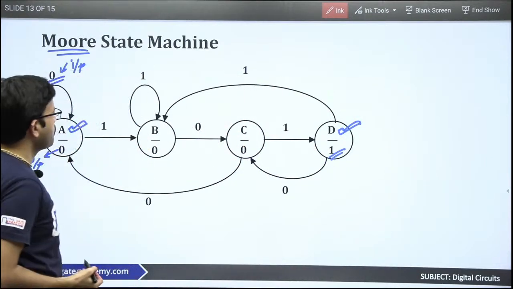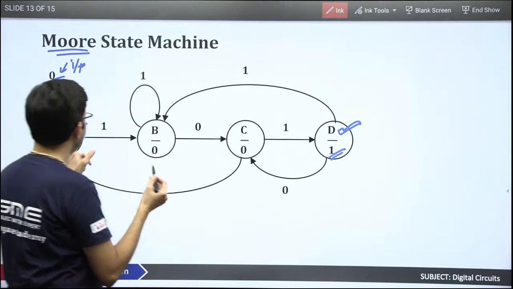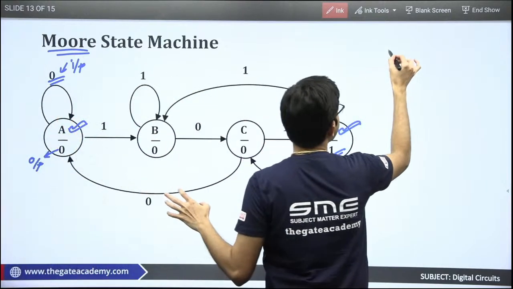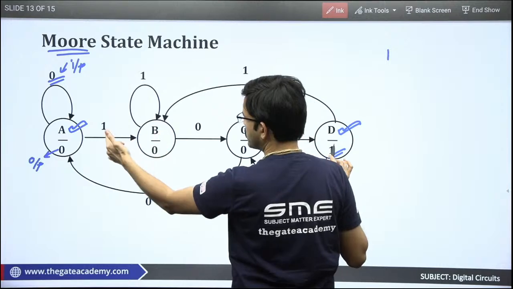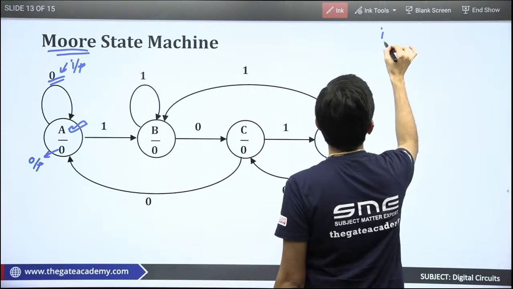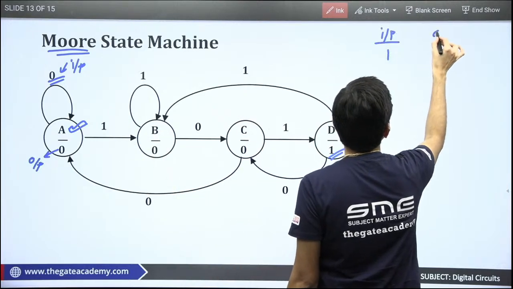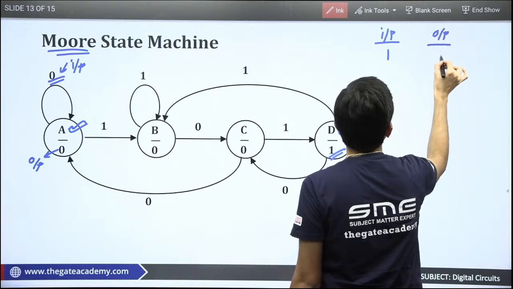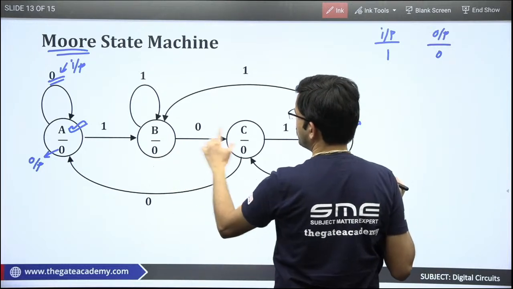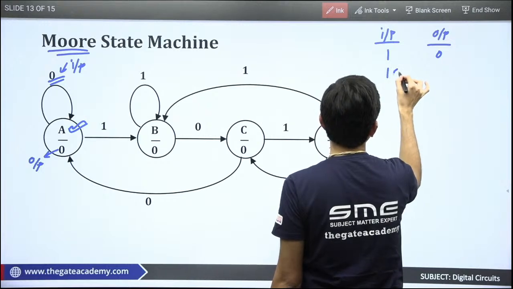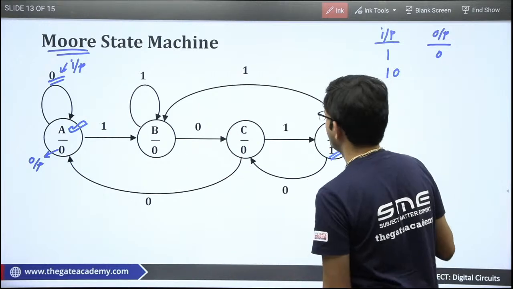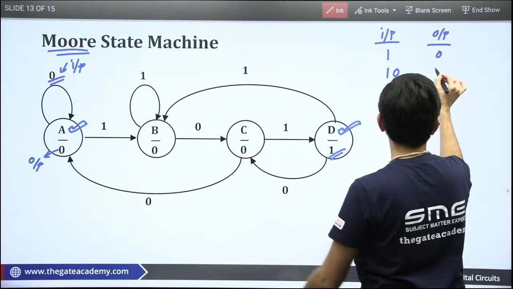Just observe here. If you are at state A, the transition to state B happens when the input is 1. In this case, you get output as 0. From B to C, the state transition happens when it is 0. So here also the output is 0.